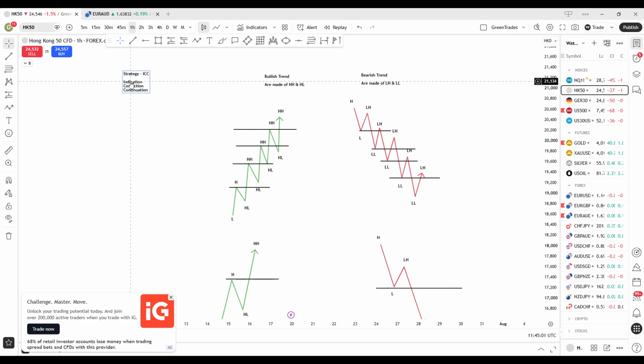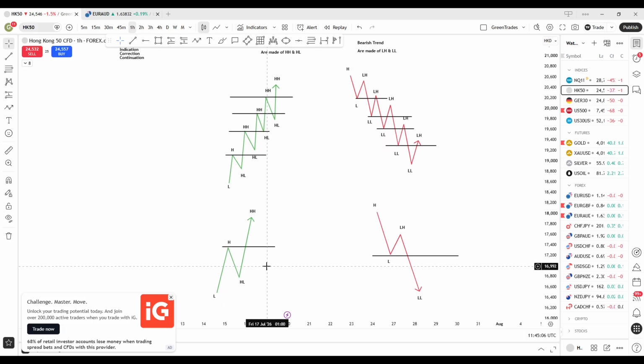So anytime new lows are being broken, it is an indication to you that the market wants to go low. So that's the first step in the strategy. The first step is indication. It means that anytime you get into the market and the market breaks any swing high or swing low, it is an indication that the market wants to either go up or go low.